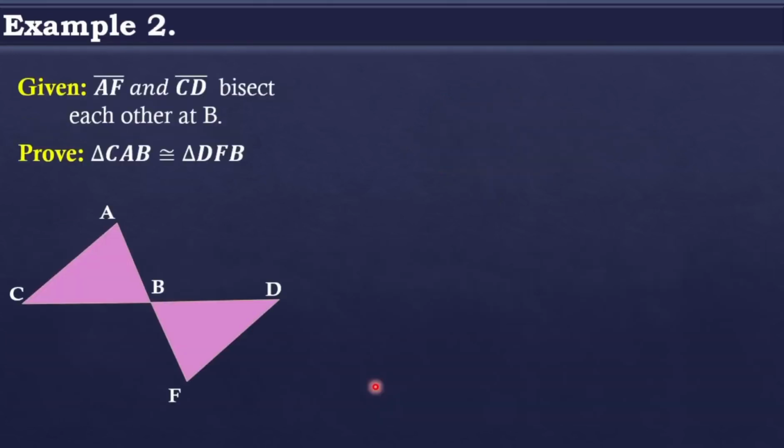Let's have example number 2. I have here AF and CD bisect each other at B. Pag nababasa natin to, dun pa lang sa given, i-dissect na natin siya. Pag sinabing dissect, i-analyze na natin siya. Dito pa lang sa given natin, merong ginamit na word na bisect. When we say bisect, hinahati niya po yung segments or angles, depende po. Since segment po ito, ibig sabihin hinati niya yung segment mo into 2 congruent segments.